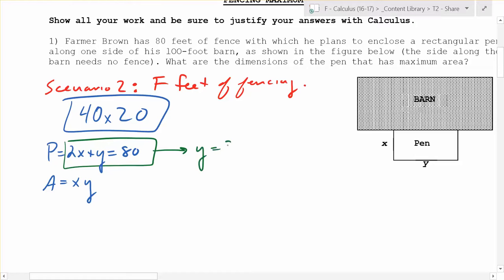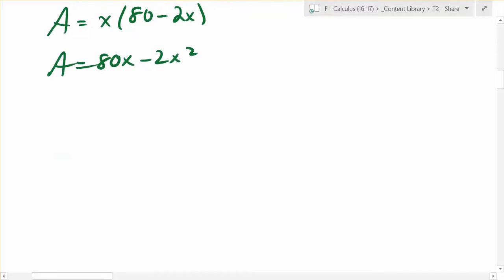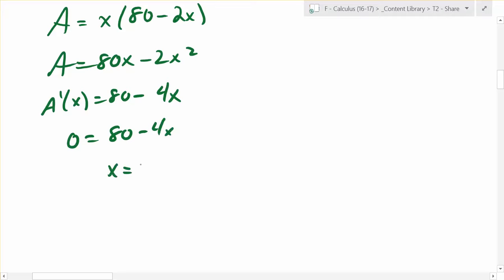Yeah, y is equal to 80 minus 2x. So area equals x times 80 minus 2x. So what does A equal? 80x minus 2x squared. Nice. So then what do you do now? Take the rate of change, which is going to be 80 minus 4x. You want to set that equal to 0, and you do end up with x is equal to 20.